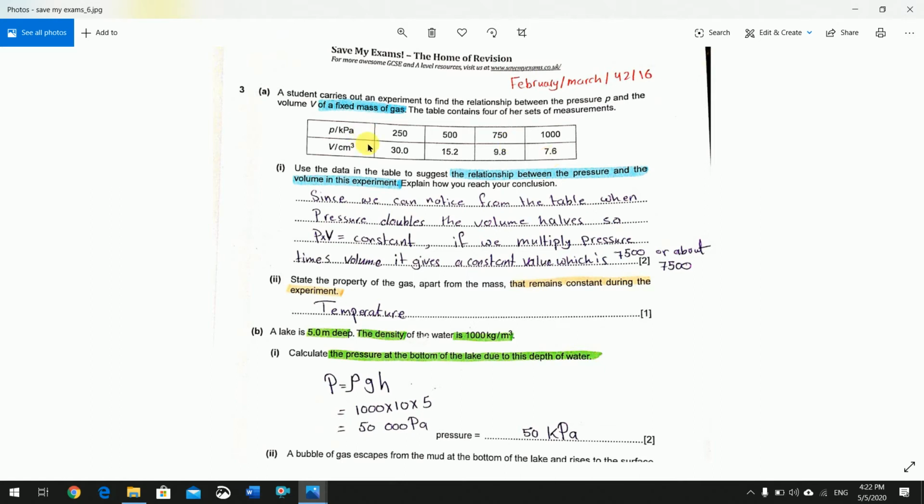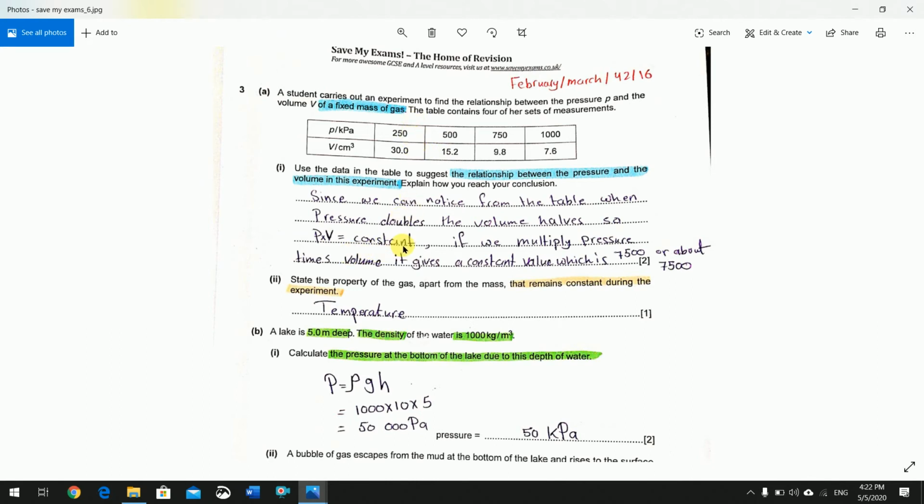So what is the relationship between the pressure and the volume? If we multiply the pressure by the volume, it will always give us a constant value, which is 7,500, or about this number. So as you can see, if you double the pressure, the volume will be halved. So you can either put it this way, or you can say that when you multiply them, it gives you a constant value.